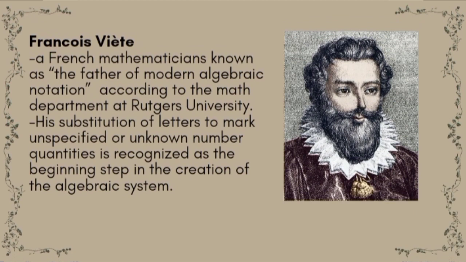Francois Viete, a French mathematician known as the father of modern algebraic notation. His substitution of letters to mark unspecified or unknown number quantities is recognized as the beginning step in the creation of the algebraic system.